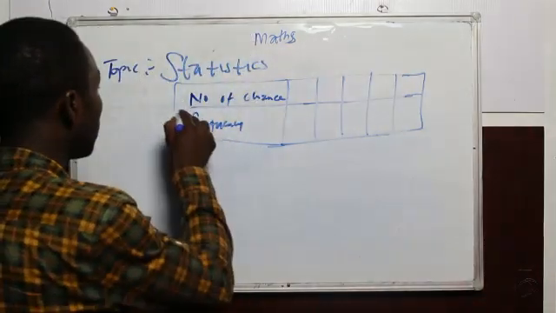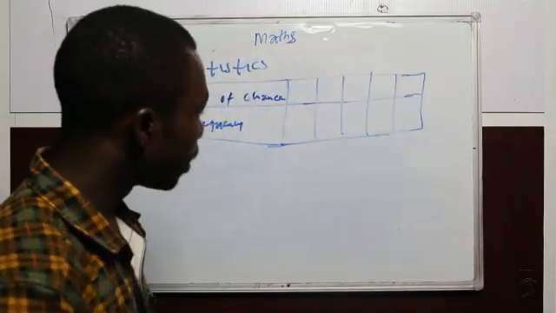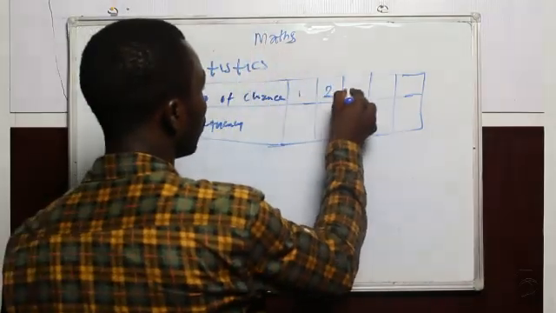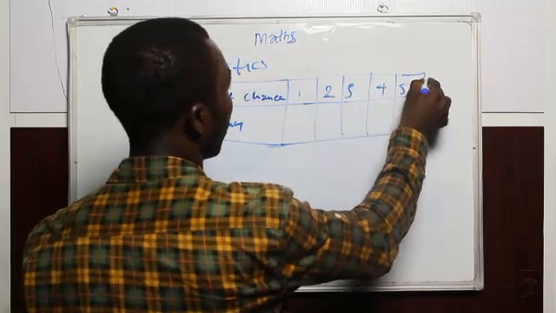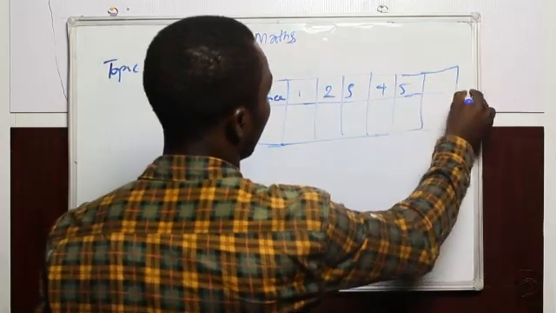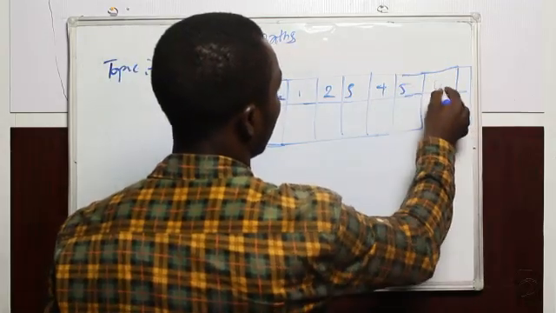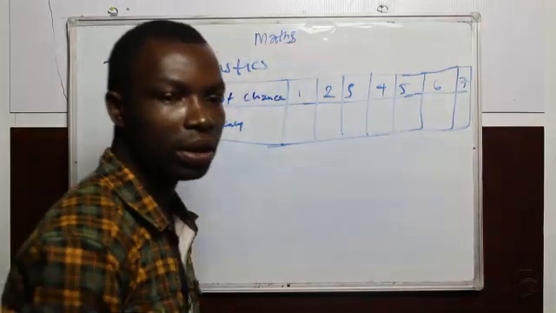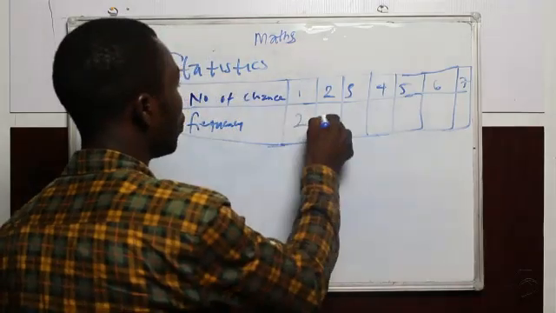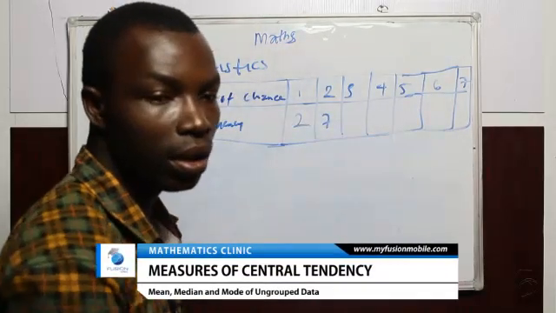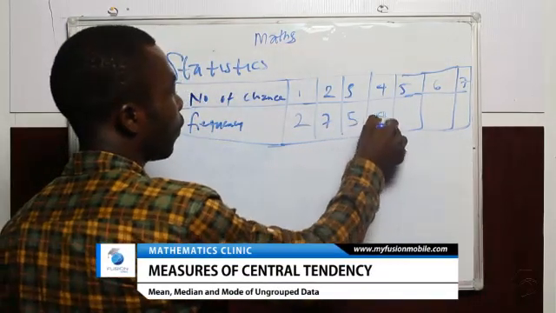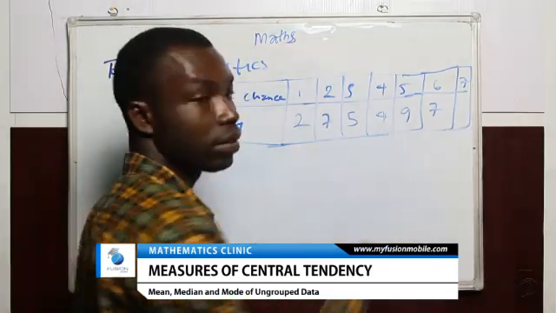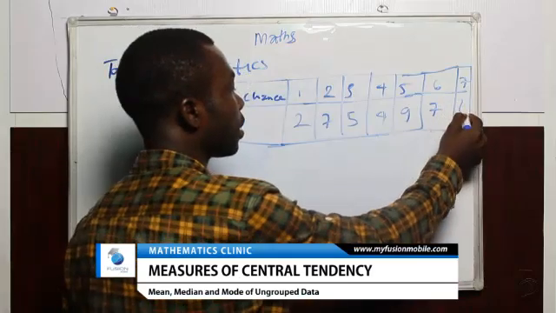Numbers of chance and frequency. We have 1, 2, 3, 4, 5, 6, 7. Then the frequency of 1 is 2, of 2 is 7, 5, 4, 9, 7, and 6.